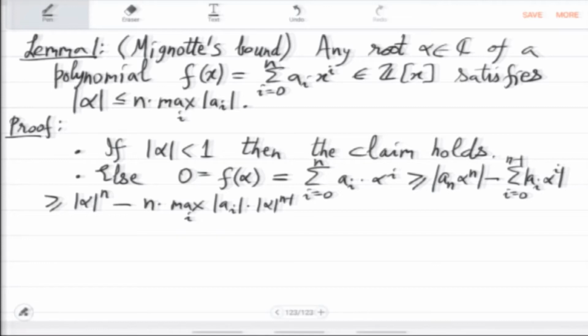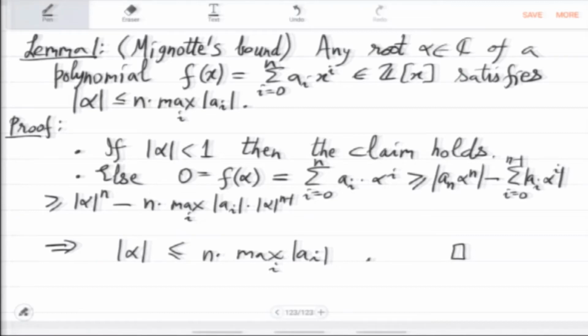So this, and then there is a minus sign, so the inequality is correct. And remember, 0 is greater than or equal to this, right. Which means that what you get is alpha is less than or equal to n times the max of a_i, which is what you wanted to show. So it's a simple proof. Just look at the evaluation of f at alpha and you will get this. Okay.